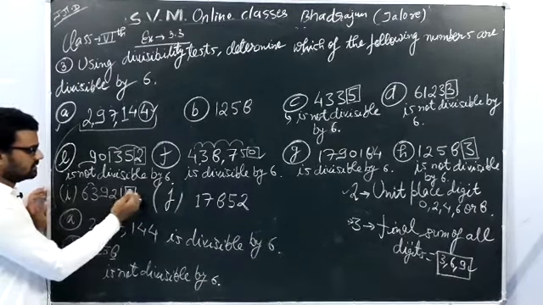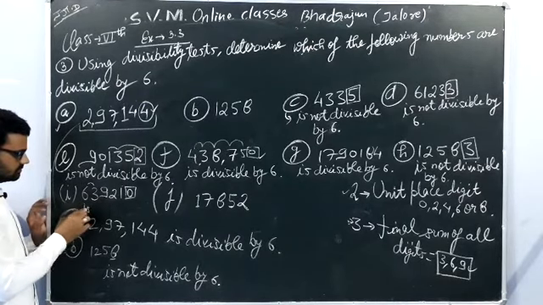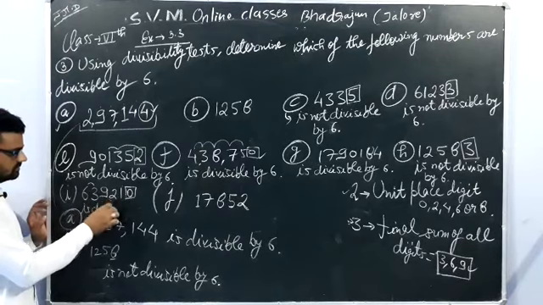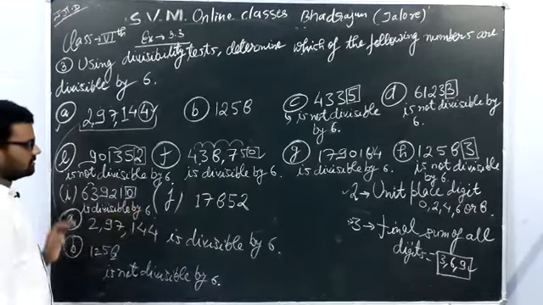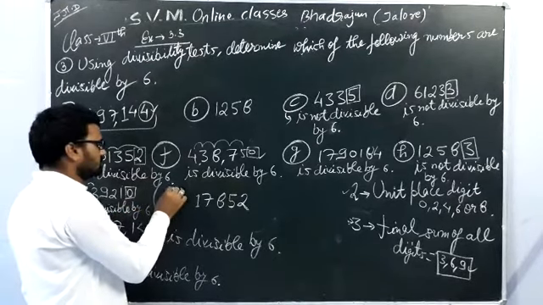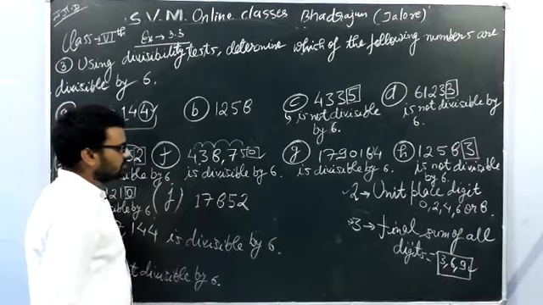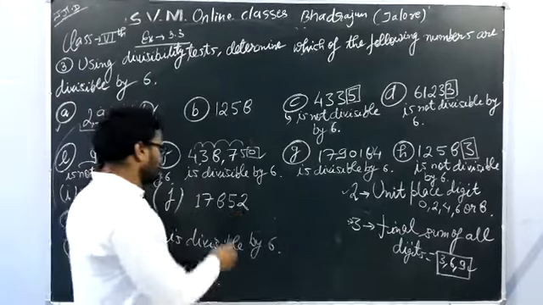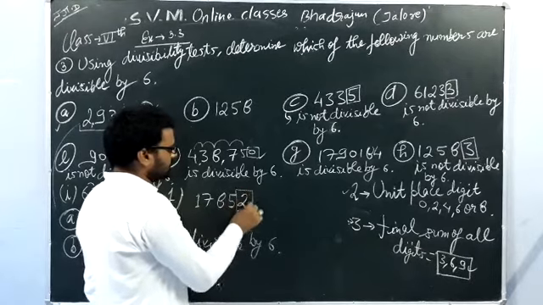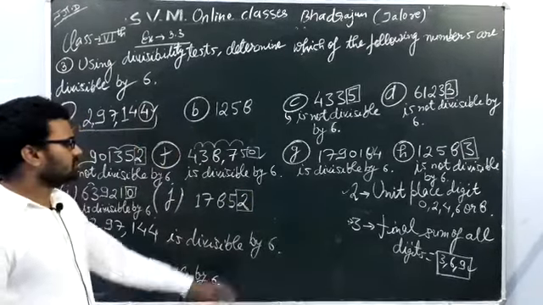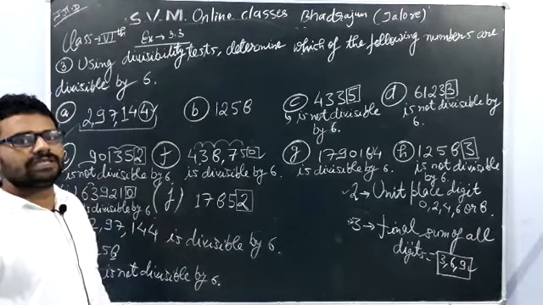And we are seeing the number is divisible by both 2 and 3, hence the number is divisible by 6. Okay, let us move towards our part J. Here we are seeing in this question, this number has unit place digit 2, hence the number is divisible by 2.